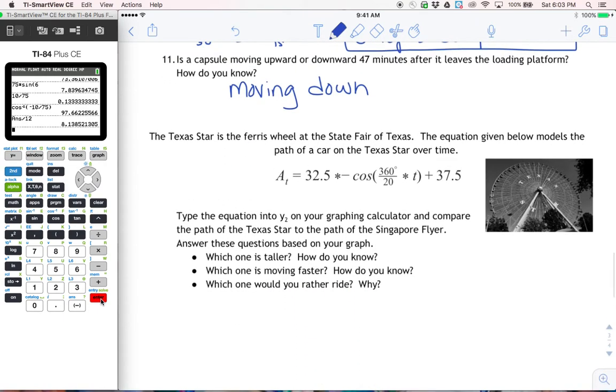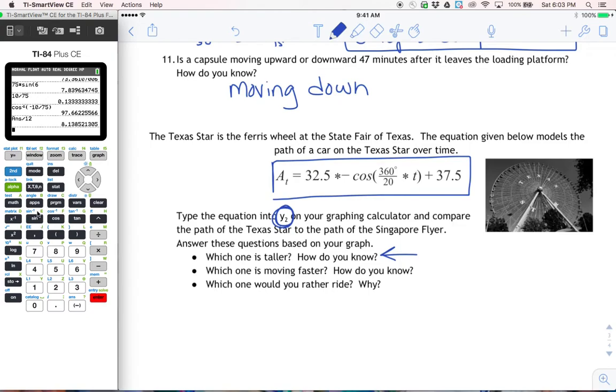All right, here are just some questions that you can answer in Edpuzzle. We've got the Texas Star Ferris wheel, and the equation for that looks like this. What I want you guys to do is put it into Y2 on your calculator and try and answer the questions. Which one is taller? How do you know? You know what? I'll do these ones with you. I'll give you a different question in Edpuzzle.